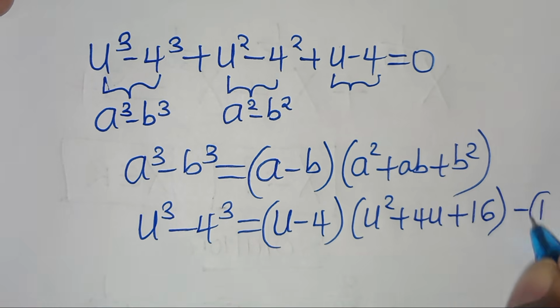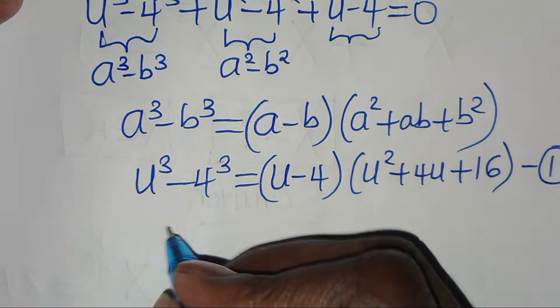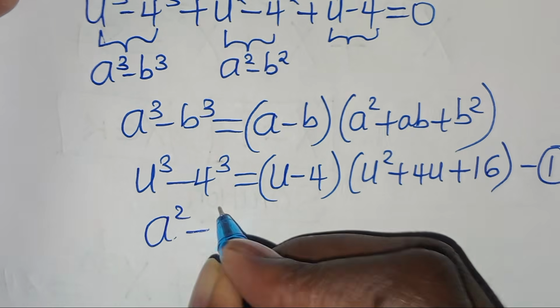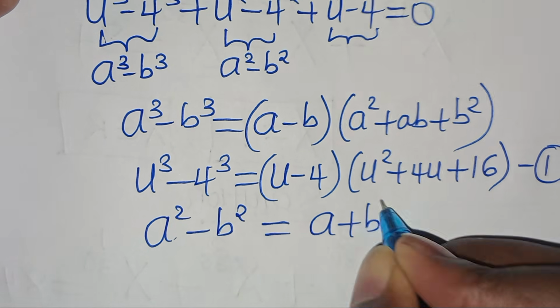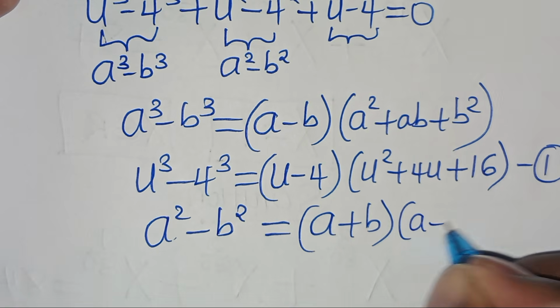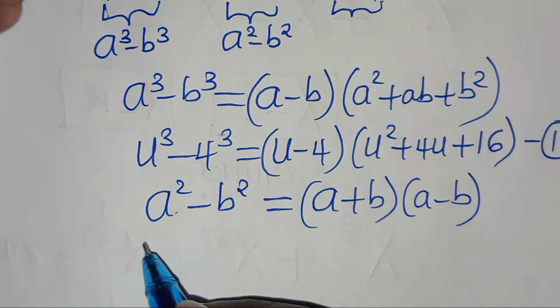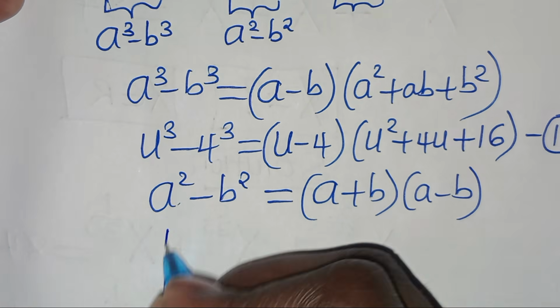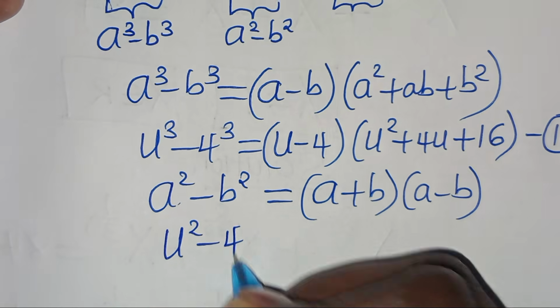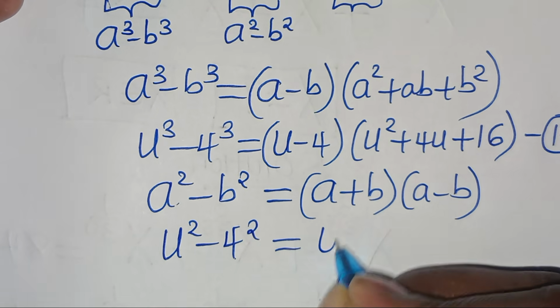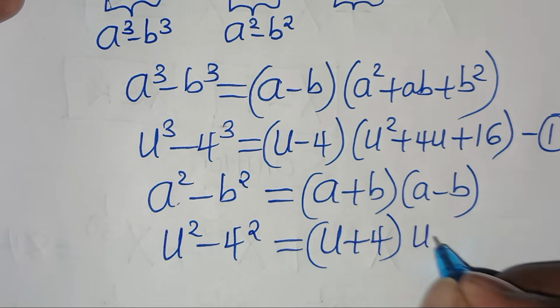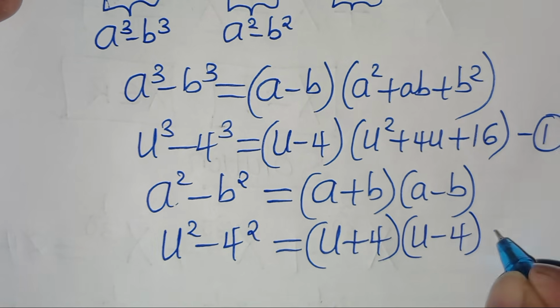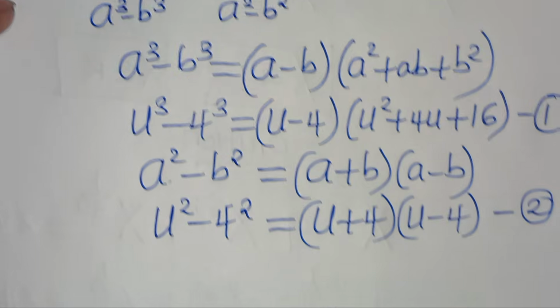Let's call this part 1. Then we have a to the power of 2 minus b to the power of 2. This is equal to a plus b multiplied by a subtract b. Applying this identity, then we have u to the power of 2 minus 4 to the power of 2. This can be expressed as u plus 4 multiplied by u minus 4. Let's call this part 2.